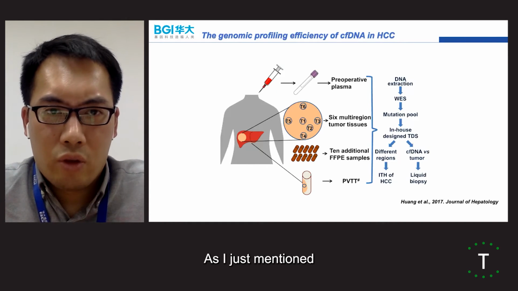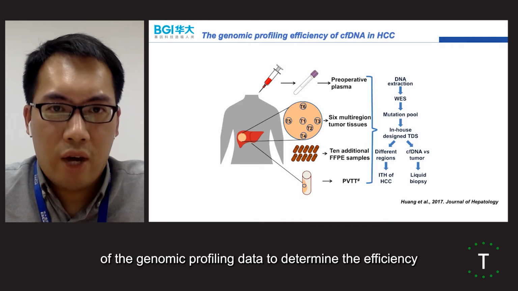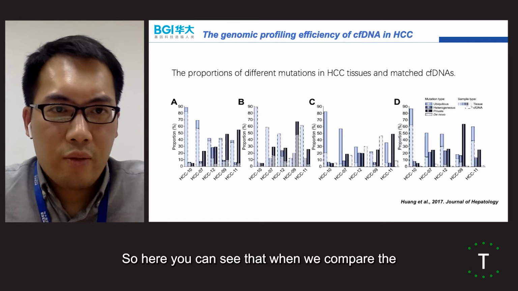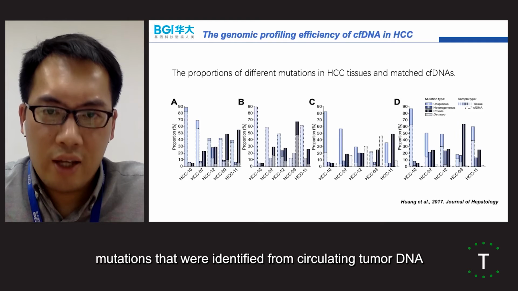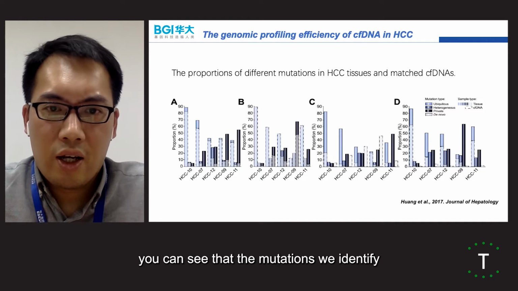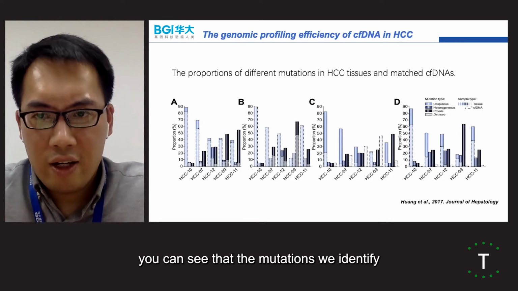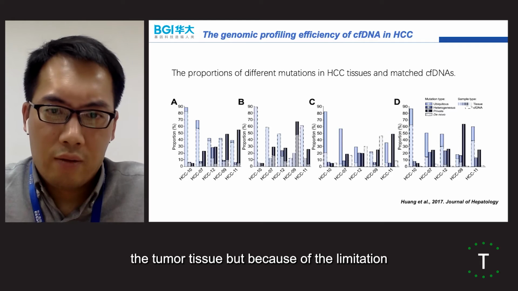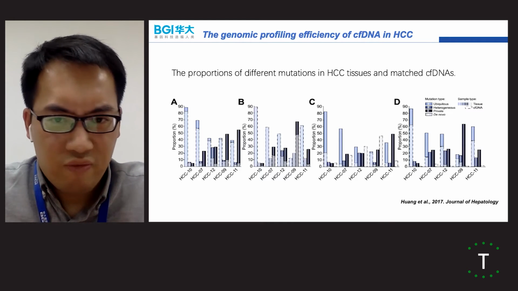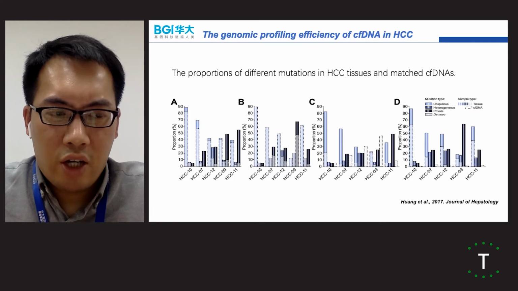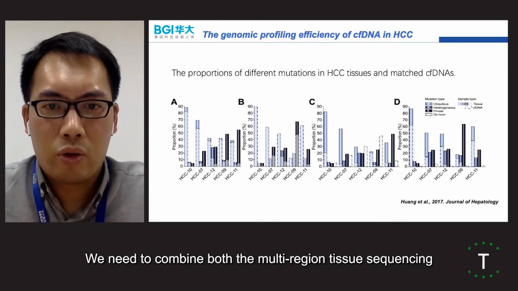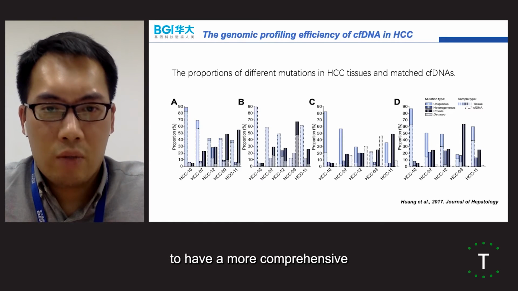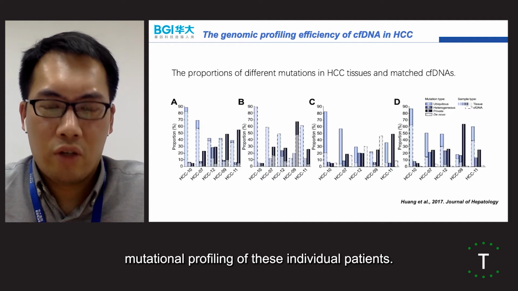As I just mentioned, we need to compare the genomic profiling to determine the efficiency of cell-free DNA in liver cancer. When we compare the mutations identified from the circulating tumor DNA and the multi-region tissues, the mutations we identify from the cell-free DNA may represent more diversity than the tumor tissue. But because of the limitation in detecting low-frequency mutations in cell-free DNA, we need to combine both multi-region tissue sequencing and cell-free DNA sequencing to have a more comprehensive mutational profile of individual patients.